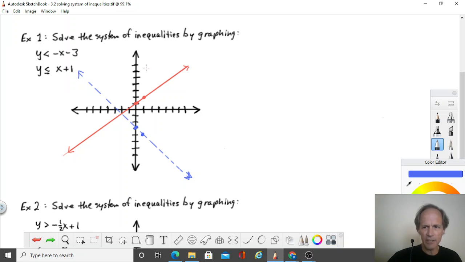Actually, now I'm going to shade it. We can do this. We'll switch to a marker, and we'll shade that like that. Okay, so it's less than. So we shade underneath that dashed line. Okay, we shade that blue.